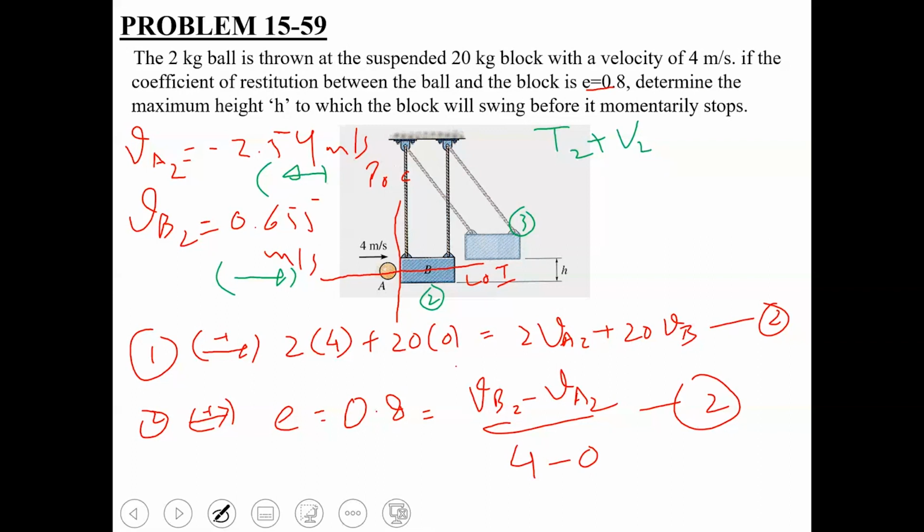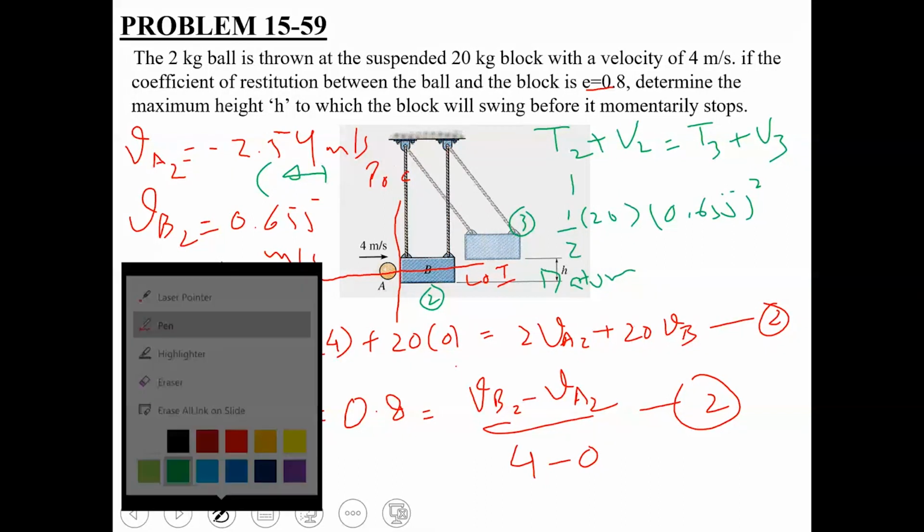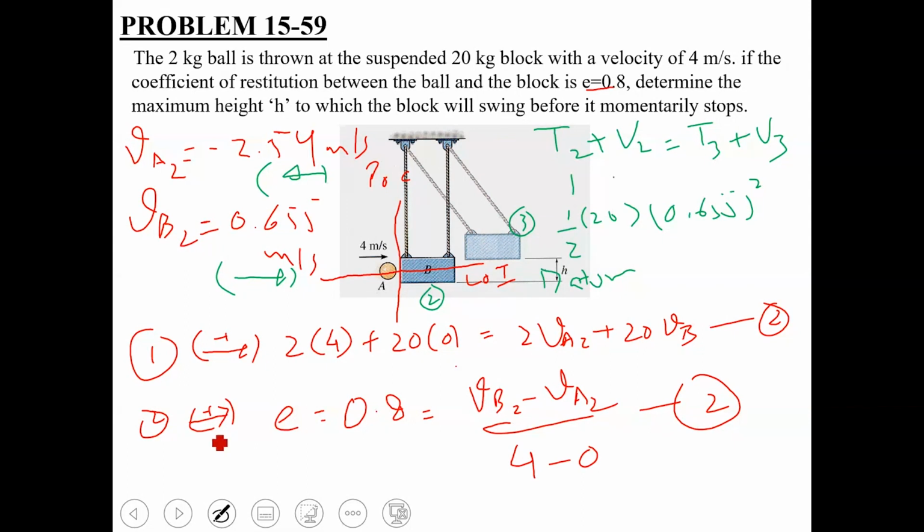Applying the conservation of energy principle on this block between position 2 and position 3, T2 plus V2 should be equal to T3 plus V3. The kinetic energy is given as half mv squared, so it is going to be half times 20 times 0.655 squared. Let's suppose we define the datum at position 2. If the datum is at position 2, what is the gravitational potential at the datum? 0. What about T3? 0.